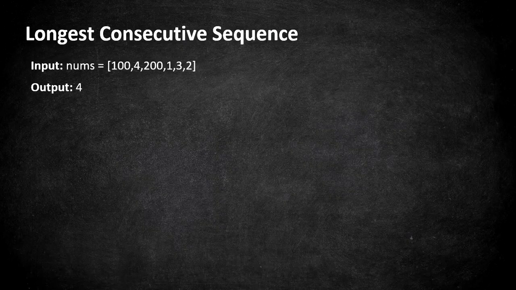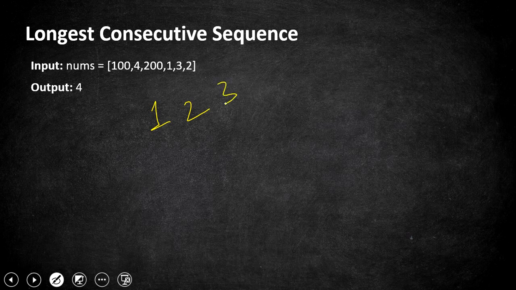So here is a given example array and we have to find the longest consecutive sequence. Consecutive is nothing but the next numbers to each other. So here if you start with 1, we have the next integer which is 2, and again the next integer to 2 is 3, and again the next integer to 3 is 4. So that is going to be of length 4, so that is going to be our output.